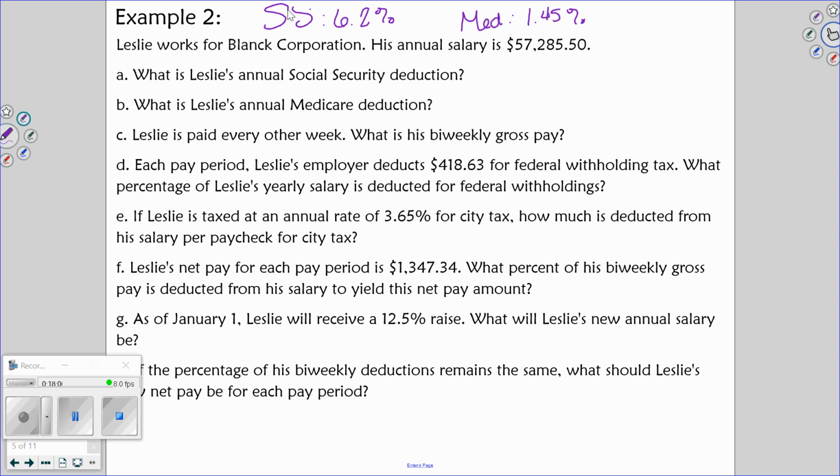All right, so here we go. What is Leslie's annual Social Security deduction? So how do I figure out her annual deduction? Good. We're just going to multiply that by 0.062 because it just asks for the annual deduction. I don't have to worry about monthly or anything like that. So for the year, what did we find? I disagree. It should be 70 cents on the end of that.